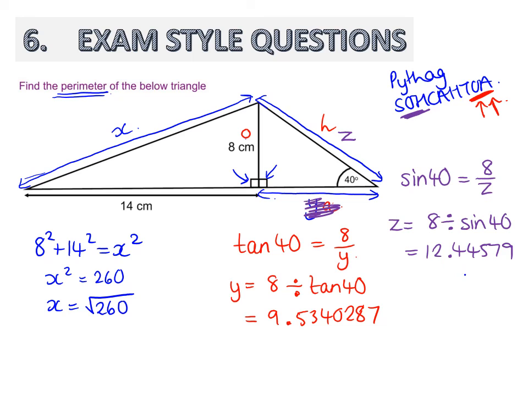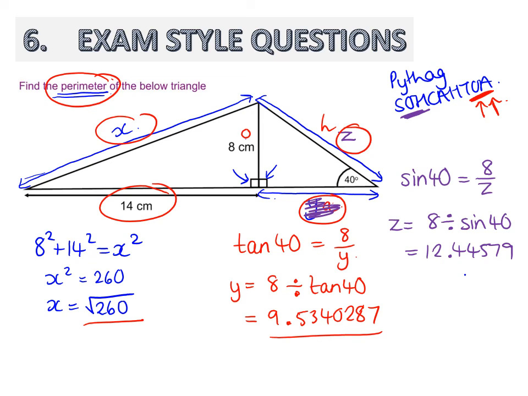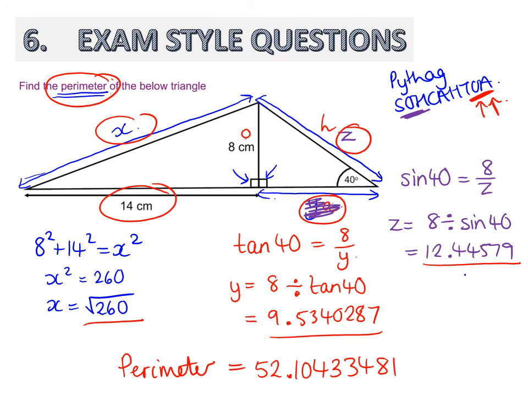12.44579. So remembering what the question wanted, I wanted to find the perimeter, so I need to add up x, y, z and the 14. So I'm just going to add up this square root of 260, the 9.534 and the 12.44, and then I'm going to add on 14 to that. So my total perimeter is 52.1043341. And usually in the question it will tell you to round that to something like 3SF, so we'll leave it as 52.1 and it's in centimetres.